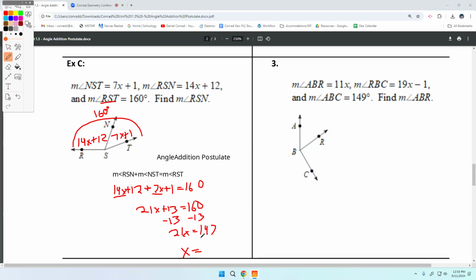I want to say 7, 8, 9, 10, 11. 9. 7. It's going to be 7. 20 times 7 is 140, and then 7. So x will be 7. All right, we're looking for the measure of angle RSN. So the measure of angle RSN equals 14x plus 12. So that's going to be 14 times 7 plus 12. That's going to be 98 plus 12. That's going to be 110 degrees.